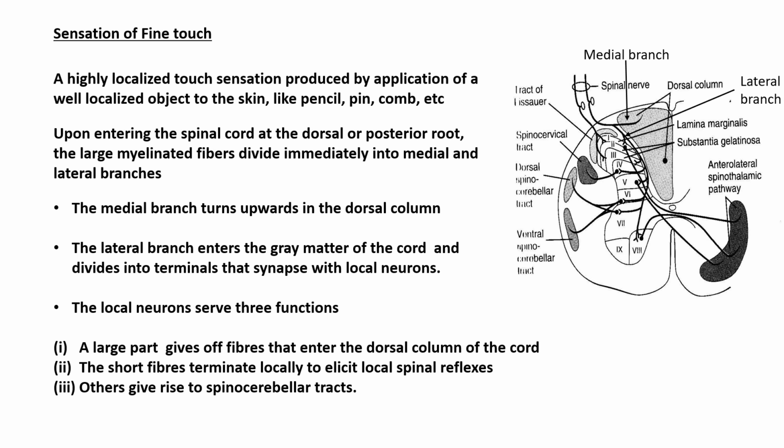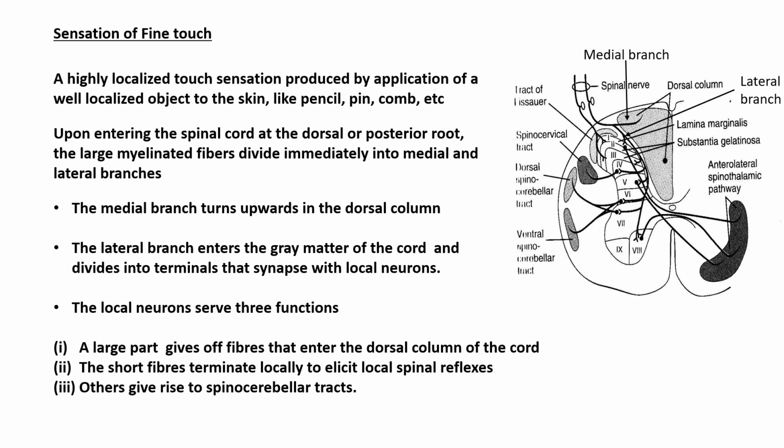The lateral branch enters the gray matter of the cord and divides into terminals that synapse with local neurons in there. So you have the various parts there. The local neurons serve three functions here. All right. A large part gives off fibers that enter the dorsal column of the cord as well. The short fibers terminate locally to elicit local spinal reflexes if need be. And the others give rise to the tracts that form the spinocerebellar tracts. All right, so this is how the information is conducted.